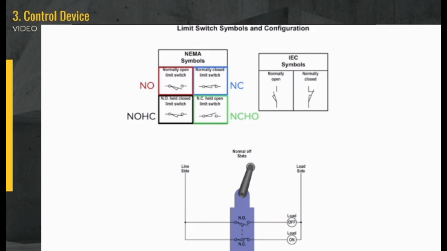The normally closed held open means that the contacts have been wired as normally closed, but something is keeping the switch actuated, which keeps the contacts open. The same concept is used for the normally open held closed. It's been wired as normally open, but something is keeping the switch actuated, which keeps the contacts closed. Both of these contacts will keep their state until the force holding the switch in the activated state is removed.